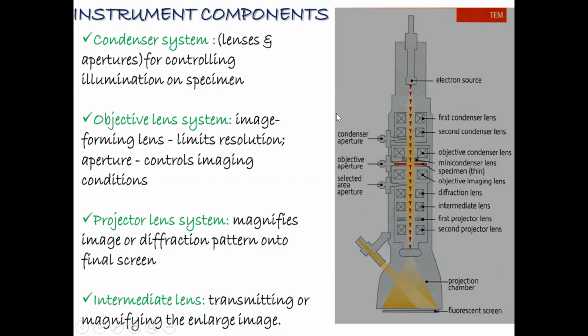So these are the simple components present: the condenser aperture, objective aperture, and selected area aperture, the projector lenses and the intermediate lenses. So these are the lenses we are using over here.